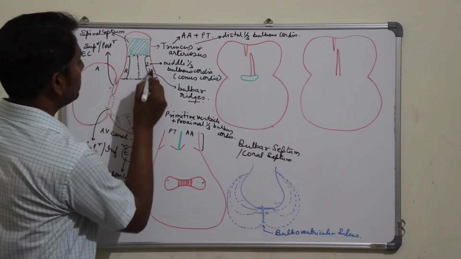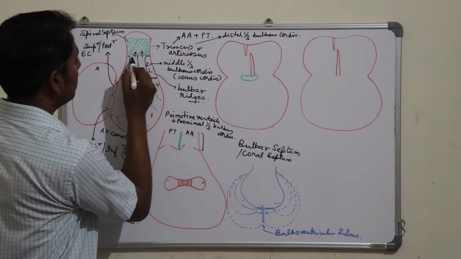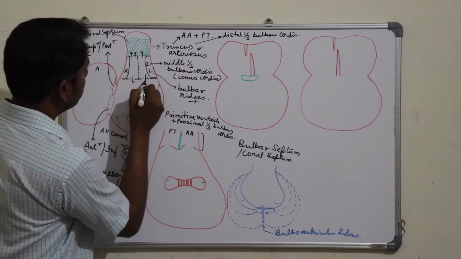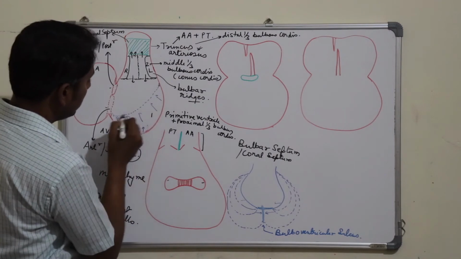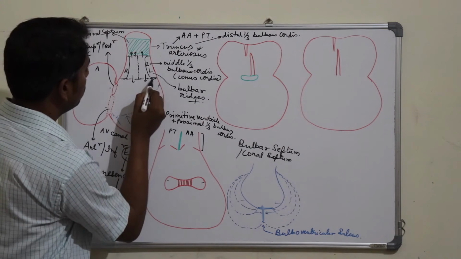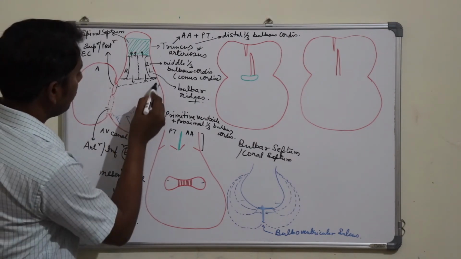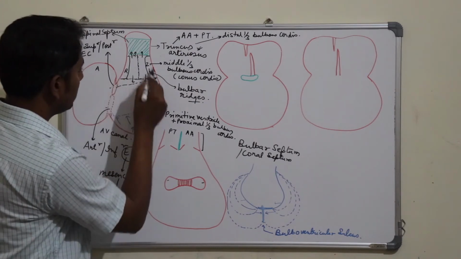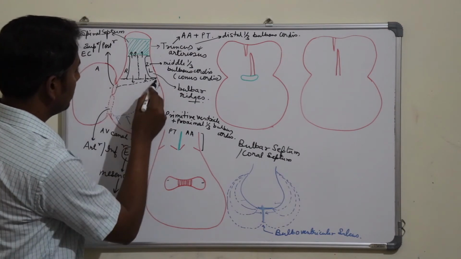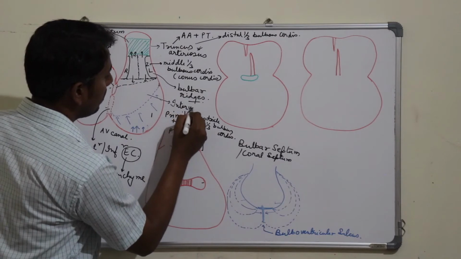This bulbar septum will cranially fuse with the spiral septum. This bulbar septum will also grow downwards towards this muscular interventricular septum, but will not be able to reach this interventricular septum. And there will be a gap between the bulbar septum and the muscular interventricular septum. This crescent-shaped gap is known as interventricular foramen.